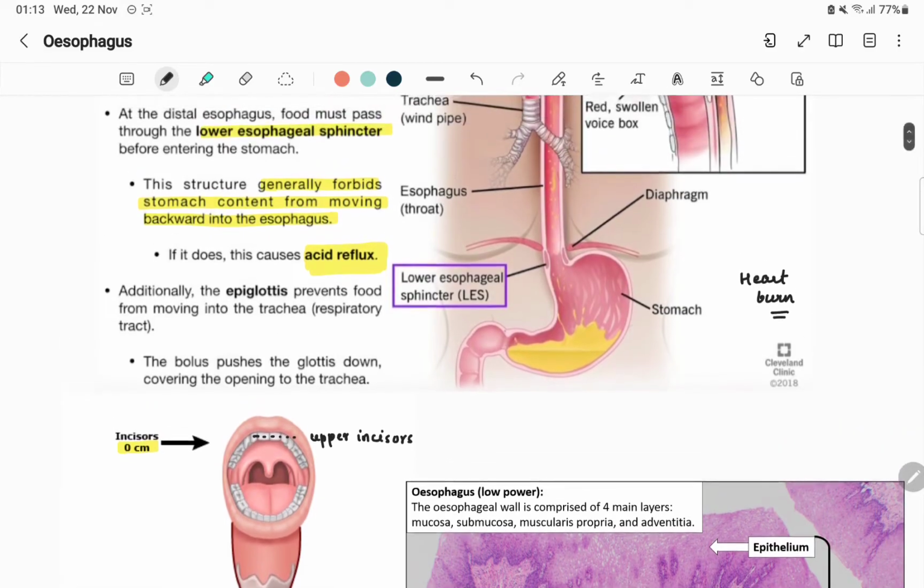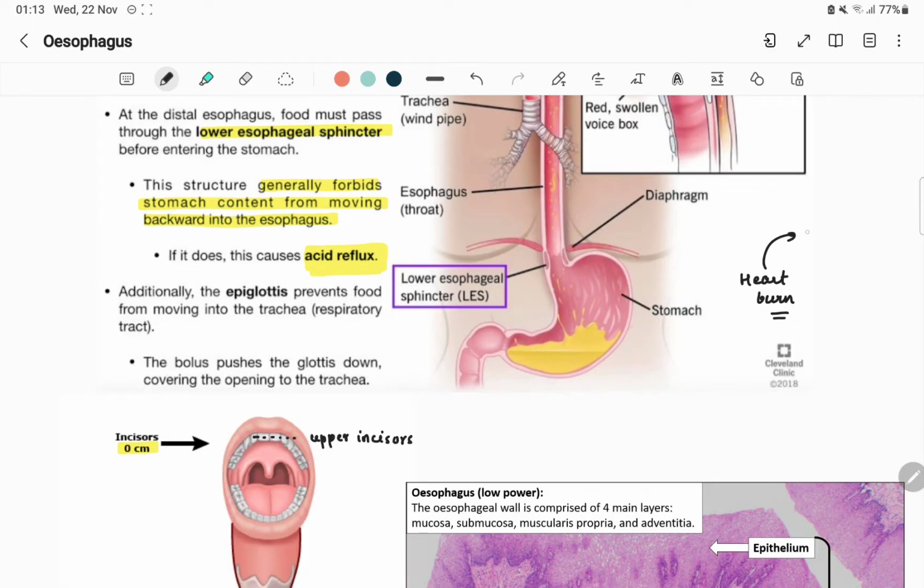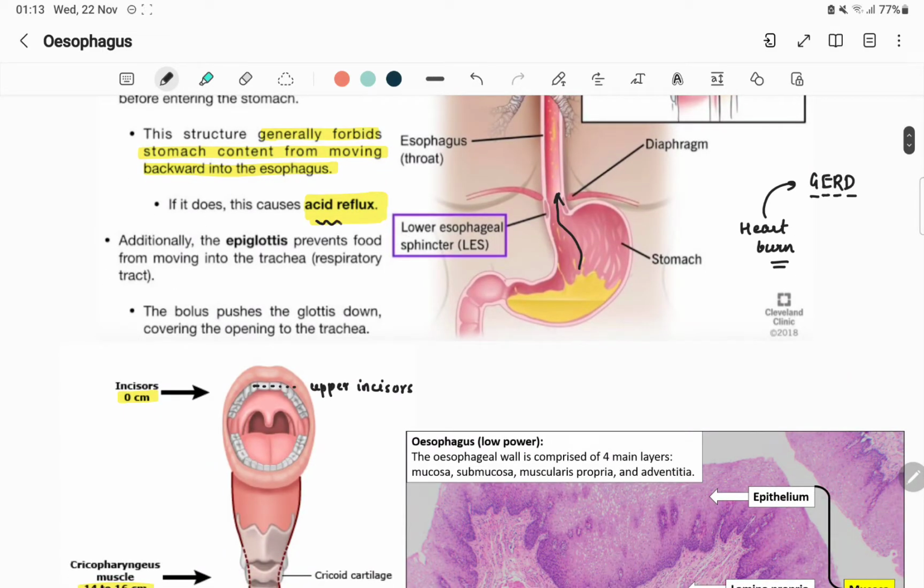So heartburn is nothing related to your heart. It is due to the failure of the lower esophageal sphincter, which allows the movement of food back up. This is also called GERD. GERD is gastroesophageal reflux disorder. Understood? So this is called acid reflux.